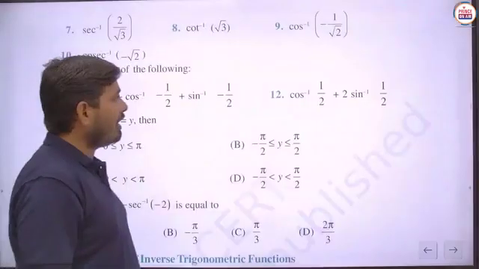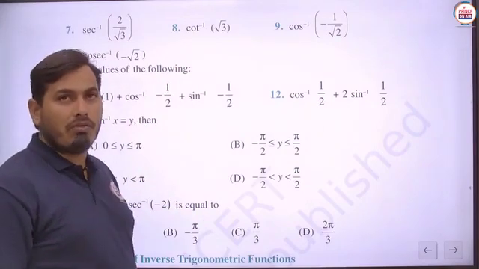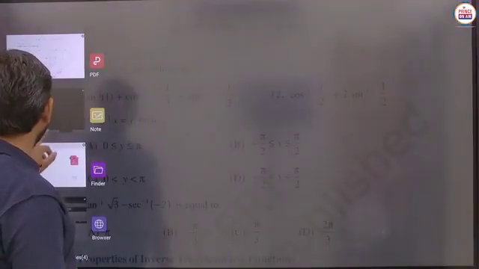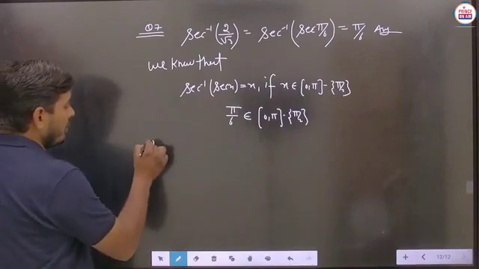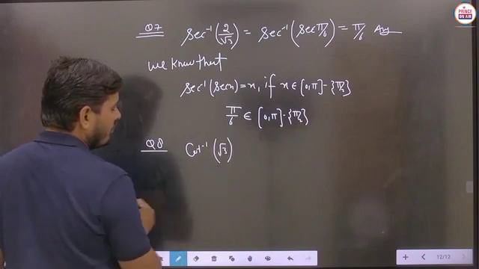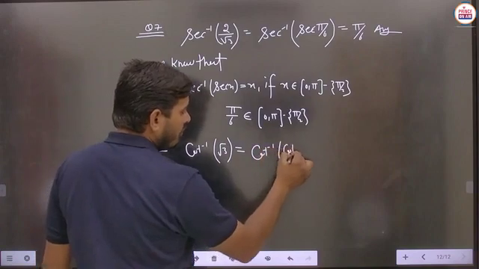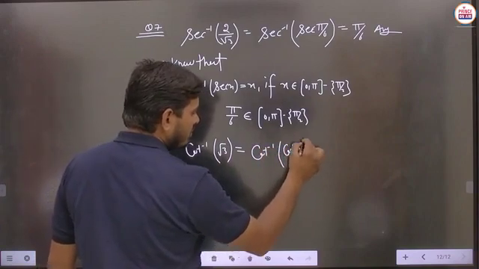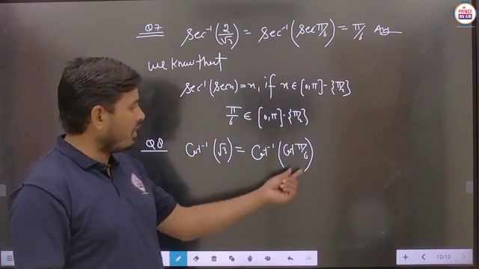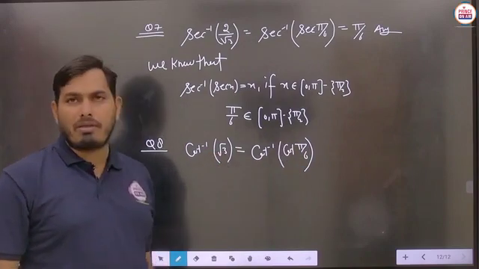Question number 8 is again a very similar question, where we have to just find the principal value of cot inverse of root 3. So in this question number 8, we just have to evaluate cot inverse of root 3. So basically cot inverse of root 3 can be written as cot inverse of cot pi by 6, because student, the value of cot 30 degrees will be root 3 here. So 30 degrees will be written as pi by 6 here. So you can just write root 3 as cot pi by 6.